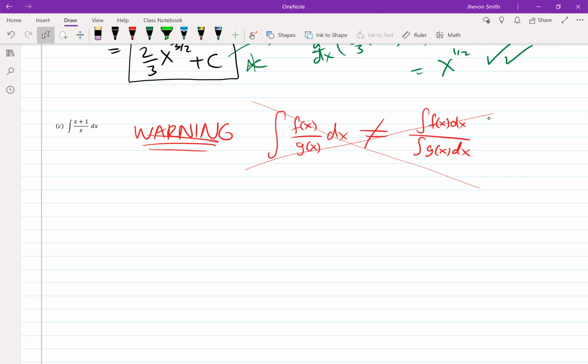So if some of you potentially what you wanted to do is you found the antiderivative of x plus 1, and then you divided that by the antiderivative of x. This would be an incorrect thing to do for this situation. That being said, if you actually tried that, maybe pause the video right now and come up with a different way to approach this problem.